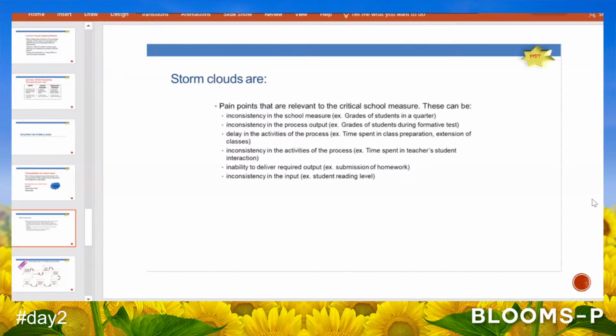Inconsistency in the process output, like the grades of the students during formative tests, and delays in the activities of the process, like time spent in class preparation, extension of classes. Also inconsistency in the activities of the process, like time spent in teacher-student interaction, inability to deliver the required output, like submission of homework, etc. Inconsistency in the input, like student reading level. Those are pain points relevant to the critical school measures. And these are the storm clouds.